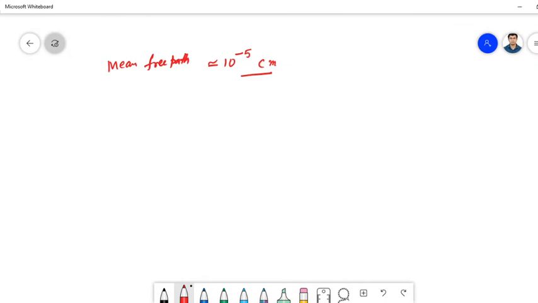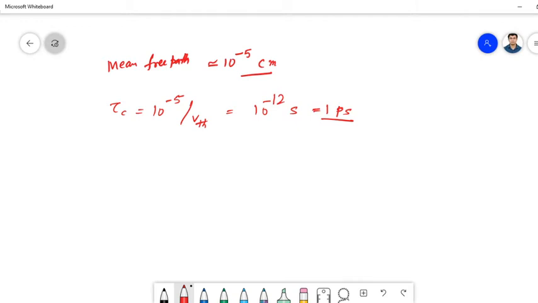The other parameter is the mean free time. It's the average time between two successive collisions. You can calculate the mean free time, tau c, as 10 to the power minus 5 divided by the velocity you already got, which was 10 to the 7. So it comes to around 10 to the power minus 12 seconds, like 1 picosecond, right? So you can see the mean free time is very small, a 1 picosecond.